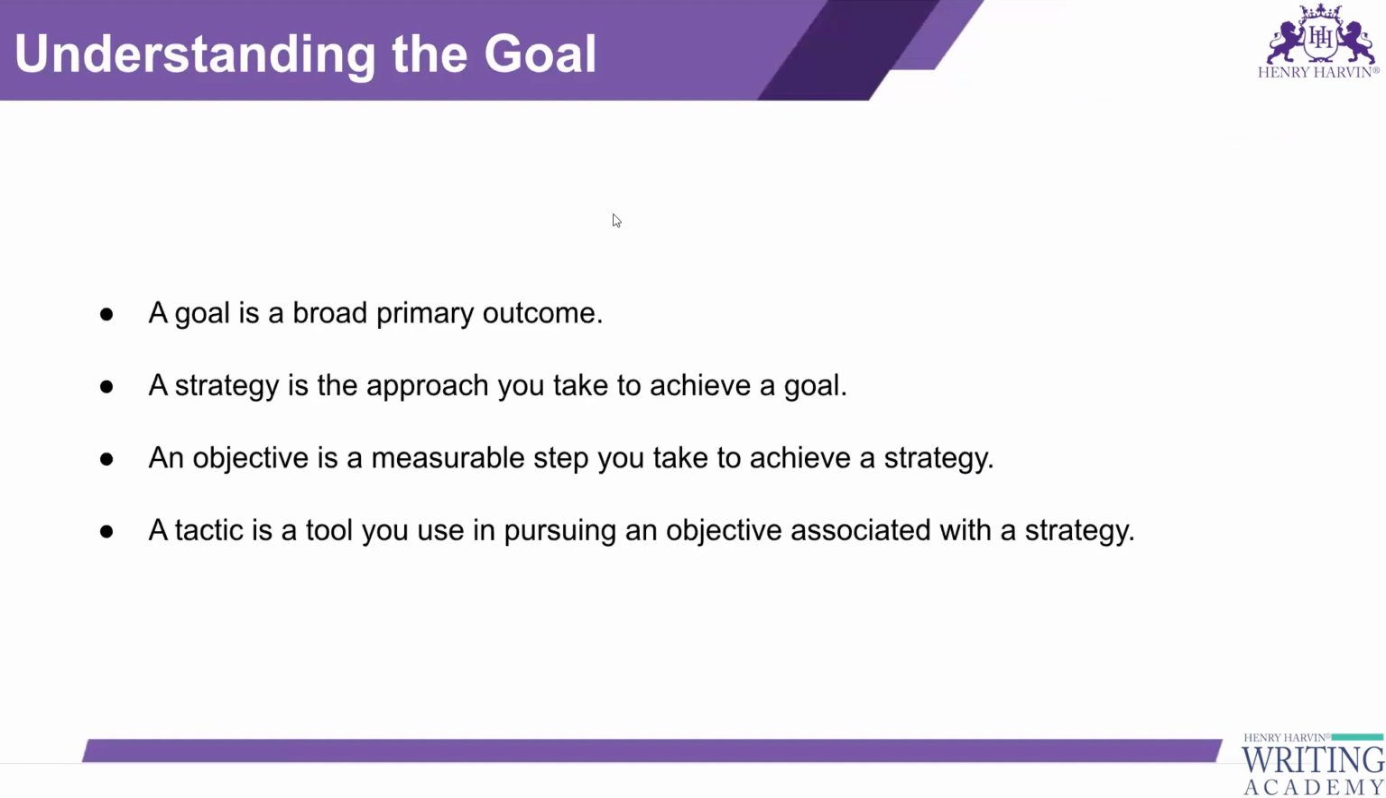So you plan everything. An objective is a measurable step you take to achieve a strategy. See, your strategy is to aware people. Now, your objective is to aware people about the economy of cricket, right? So the strategy will include what you will add, your thoughts, ideas, citations, and other evidences. That is your strategy. A tactic is a tool you use in pursuing an objective associated with strategy.